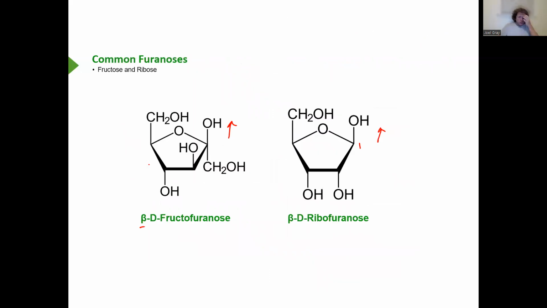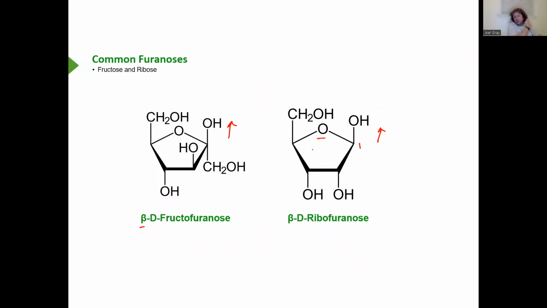That's carbon number 1. This is the hydroxide group, or the oxygen of the hydroxide group from carbon number 4. Where's the hydroxide group pointed? It's pointed up, hence we are dealing with a beta sugar.